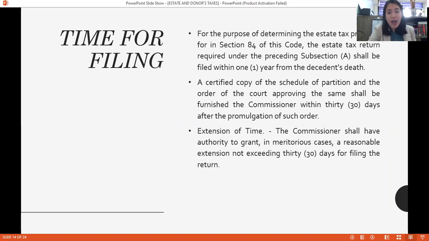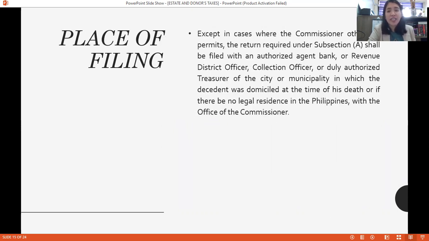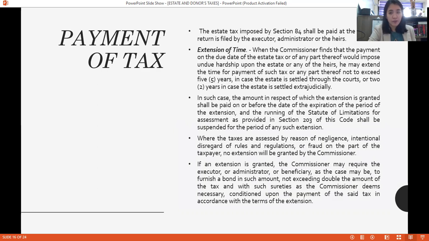Extension of time, pwede ba? Yes, in meritorious cases. But not exceeding 30 days for filing the return. Place of filing, saan ka ba magbabayad? Sa authorized agent bank, like Land Bank, or revenue district officer, collection officer, or duly authorized treasurer of the city or municipality in which the decedent was domiciled at the time of his death, or if there be no legal residence, with the office of the commissioner.